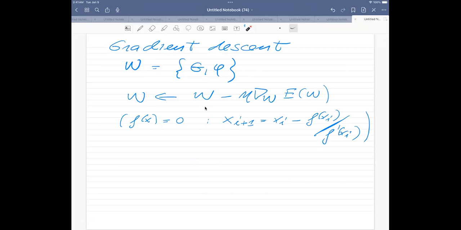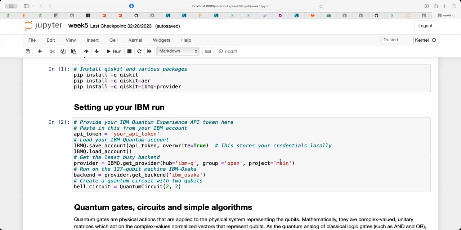So let's continue a little bit with the Jupyter notebook and take a look at the VQE method. So this was from last week, so we should actually go back to this one.